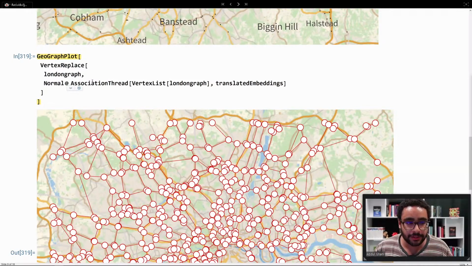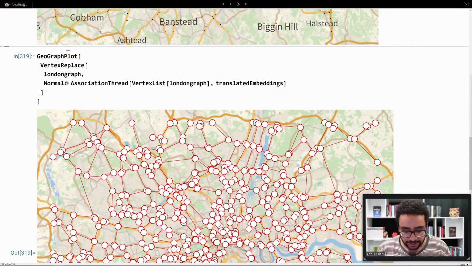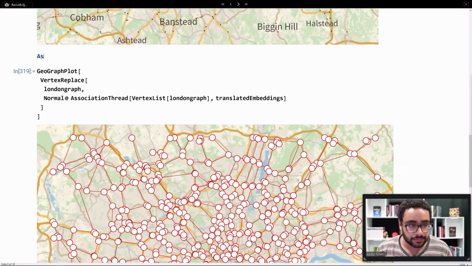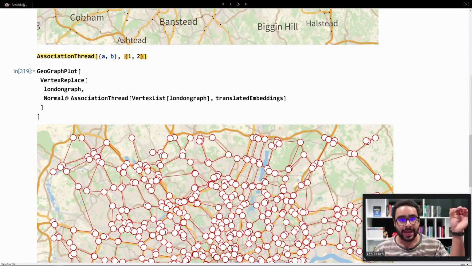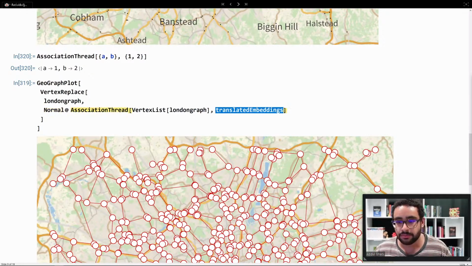So Association, if you give it two lists of the same dimensions, we can actually just do a little example. If you give it two lists of the same dimensions, so let's say A, B, and 1, 2, it's going to give you an association where A is pointing to 1 and B is pointing to 2. So we're saying the first vertex goes to the first geoposition that we calculated, and the second vertex goes to the second geoposition that we calculated.